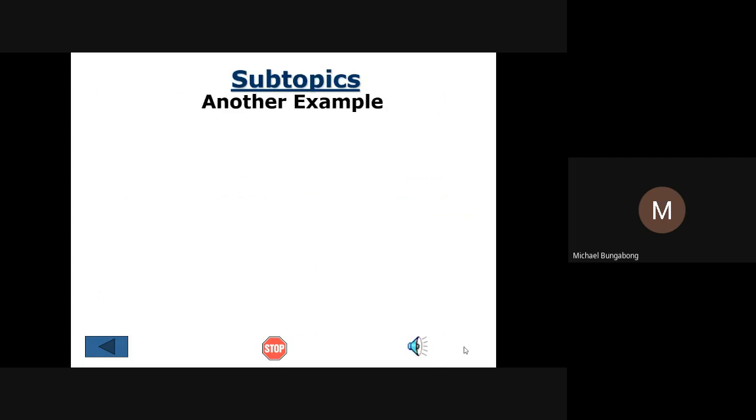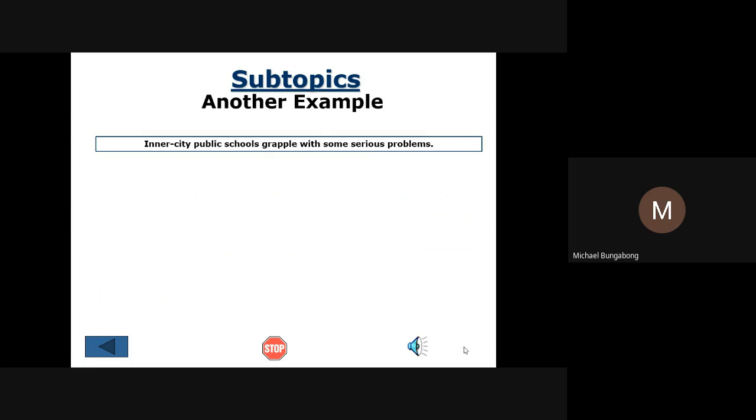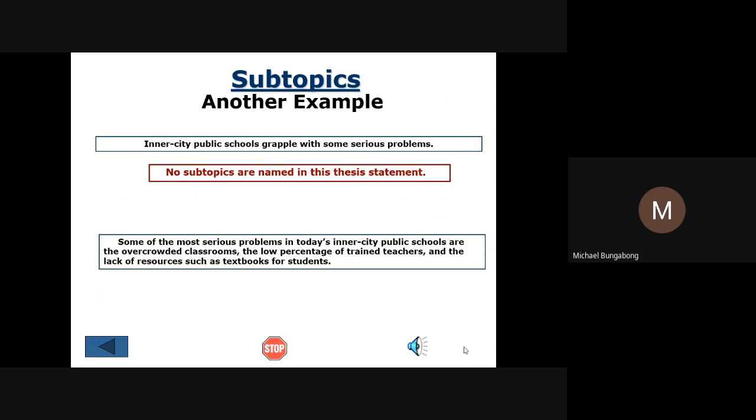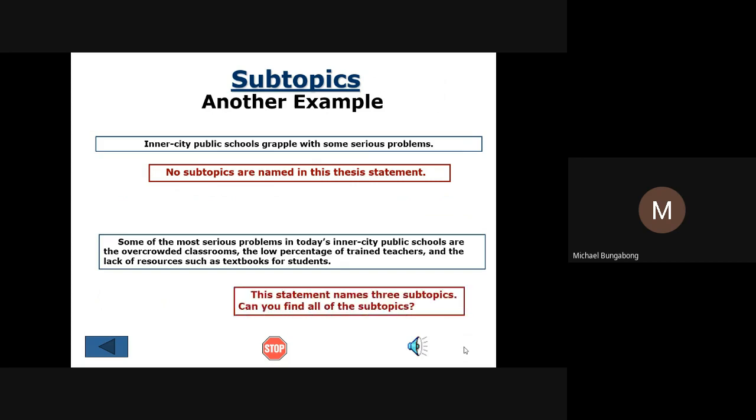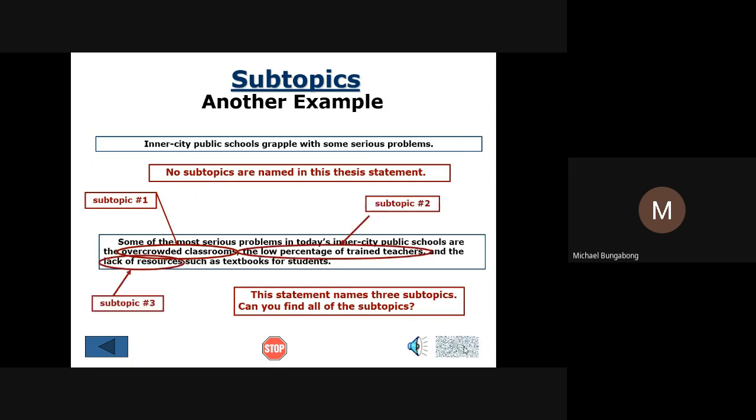So another example, just in case we're having a hard time understanding how to make a subtopic, at least a minimum of three subtopics. Inner city public schools grapple with some serious problems. Definitely, there are no subtopics in this thesis statement. You could write it this way: some of the most serious problems in today's inner city public schools are, number one, the overcrowded classrooms. That is subtopic number one. The second one is the low percentage of trained teachers, and of course the lack of resources such as textbooks for students. So definitely that's how you do it.